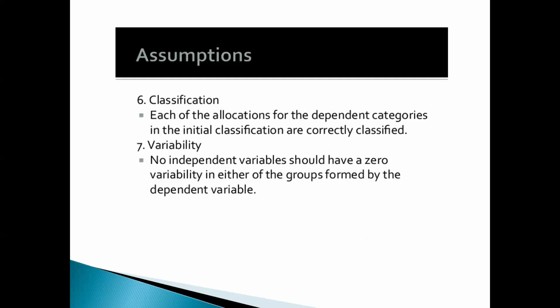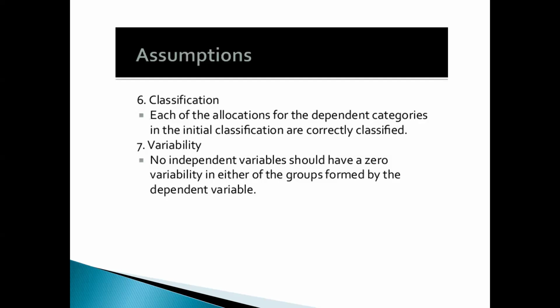Classification: each of the allocations of the dependent categories in the initial classification should be correctly classified. It is that initially we have correctly classified. If we have misclassified, then that discriminant function will not be up to the required efficiency.